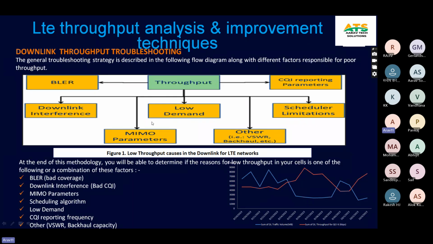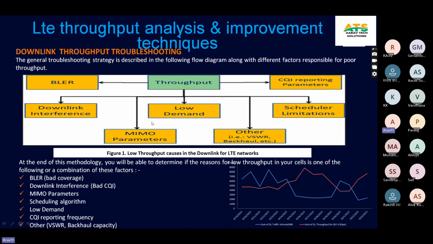So throughput depends on multiple factors in your network. That depends on your radio, that is your CQI reporting parameters, how your MCS is scheduled. If there is a high BLER, then you can get poor throughput. If there is downlink interference, your uplink RSSI is high. In that case, your throughput can be impacted.